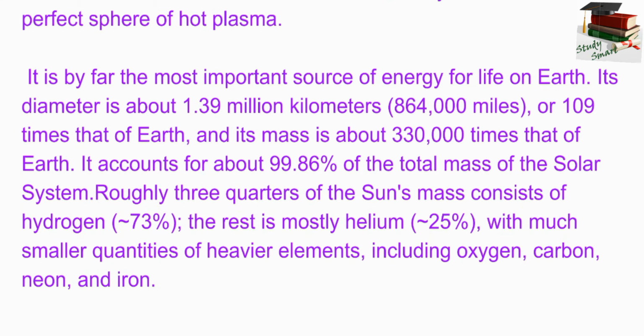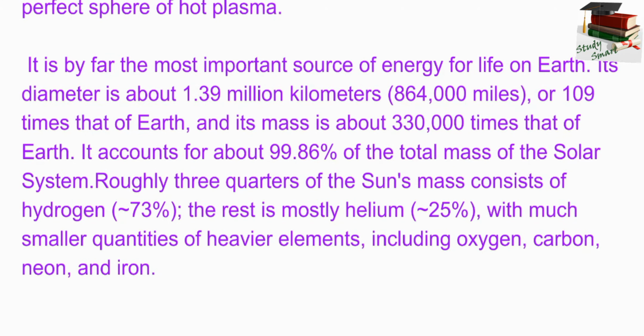It accounts for about 99.86% of the total mass of the solar system. Roughly 3/4 of the Sun's mass consists of hydrogen, the rest mostly helium, with much smaller quantities of heavier elements including oxygen, carbon, neon and iron.